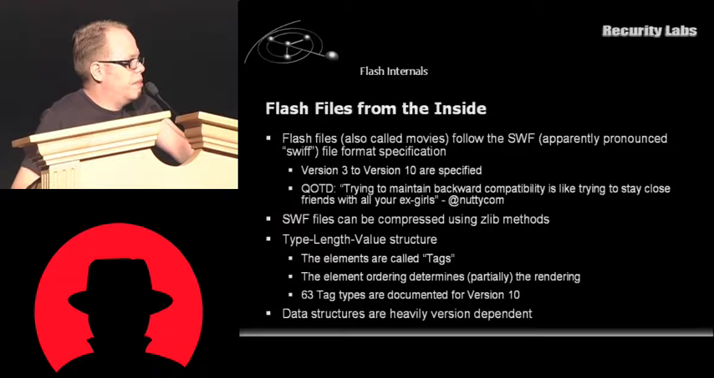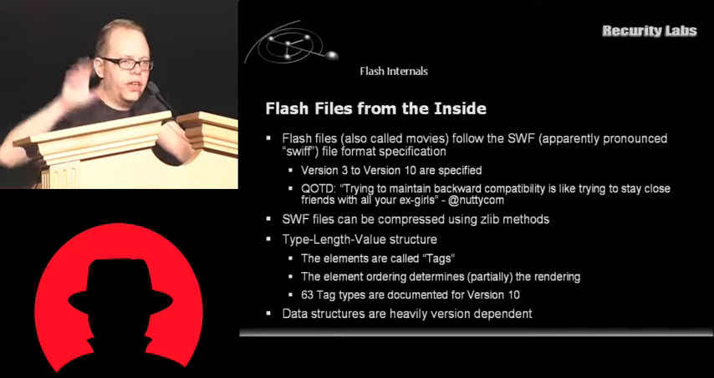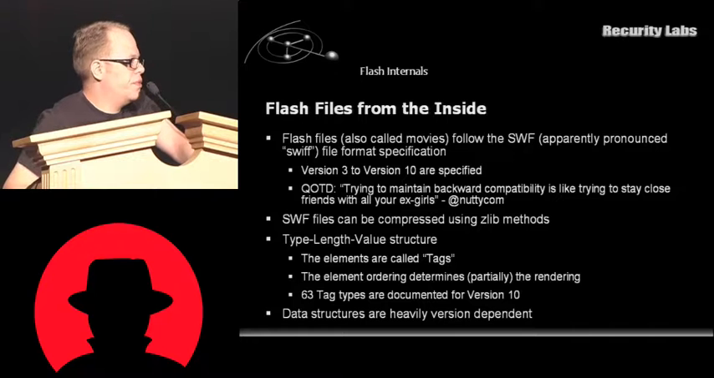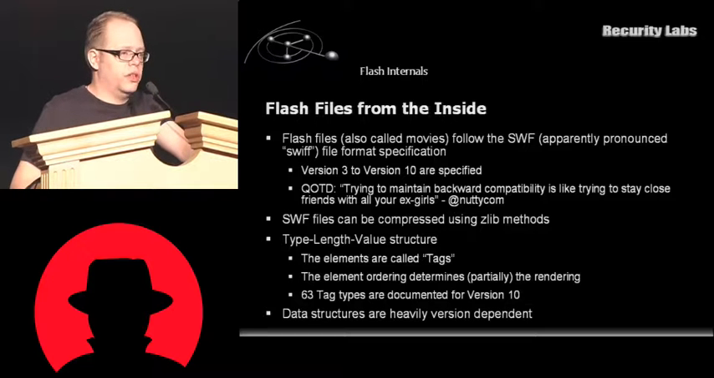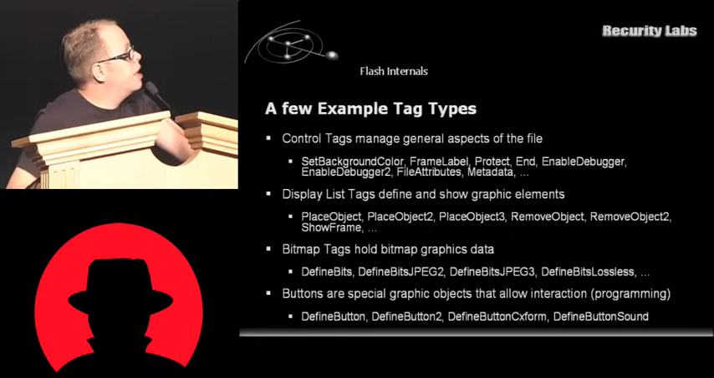I mentioned that Flash can be compressed using zlib methods. There's a type length value structure that they call tags. They're the main container elements. There's 63 of them defined or documented for version 10. And the data structures are extremely version dependent. So the same data structure actually looks different depending on what version the Flash file claims to be.